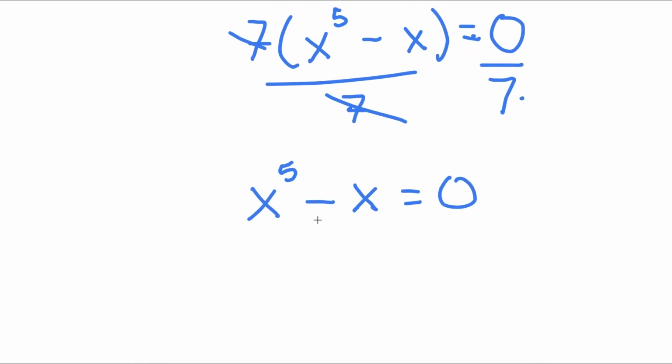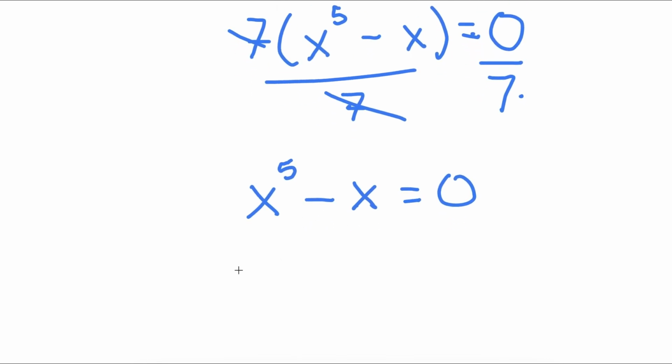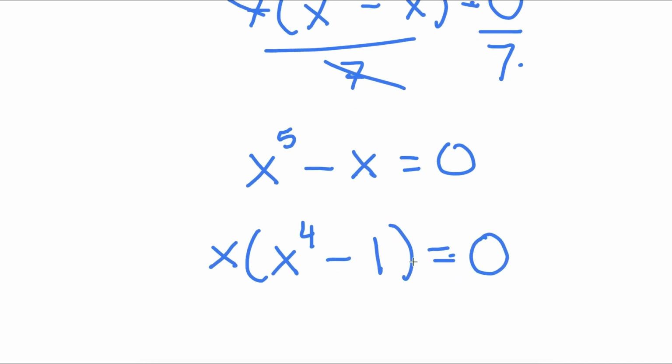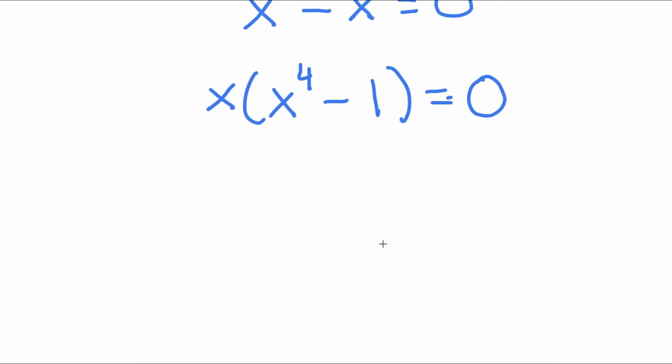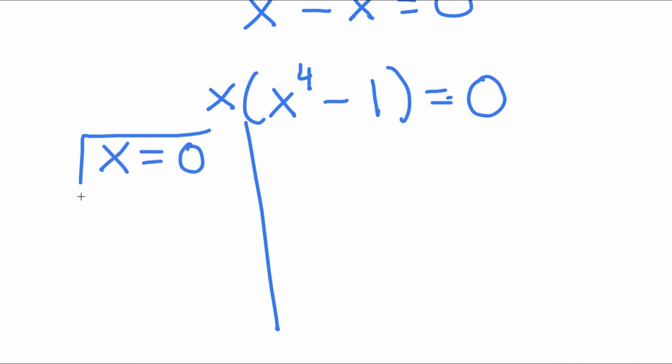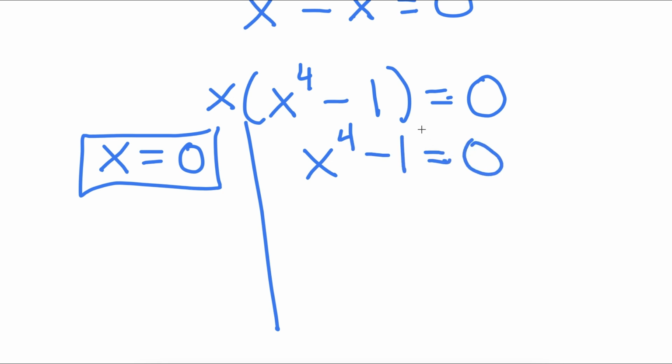Now from here, I can go ahead and factor out x. So now I have x times x to the power of 4 minus 1 is equal to 0. And now this is going to give me two equations. My first is x equals 0, which is a solution. So I have one solution for x already. My second is x to the power of 4 minus 1 is equal to 0.